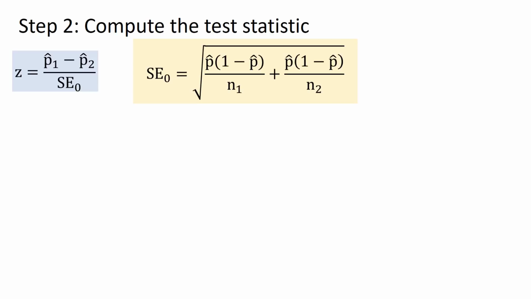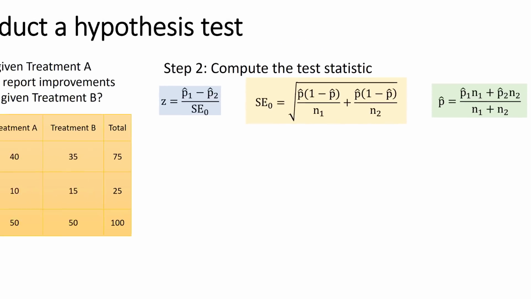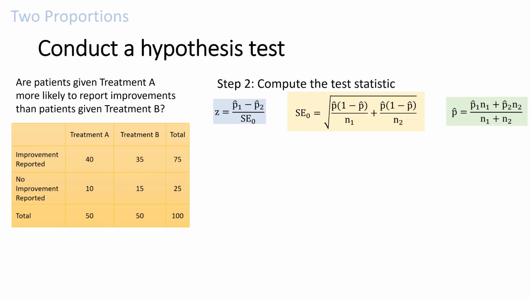This is the formula for the standard error. And within this, we have the formula for a pooled proportion. So you can see that there are going to be quite a few steps to work through to get to this test statistic. We're going to start with the last equation here. For this, we need the sample proportions and the sample sizes. Again, we're going to call treatment A group 1. P hat 1 is 40 over 50.